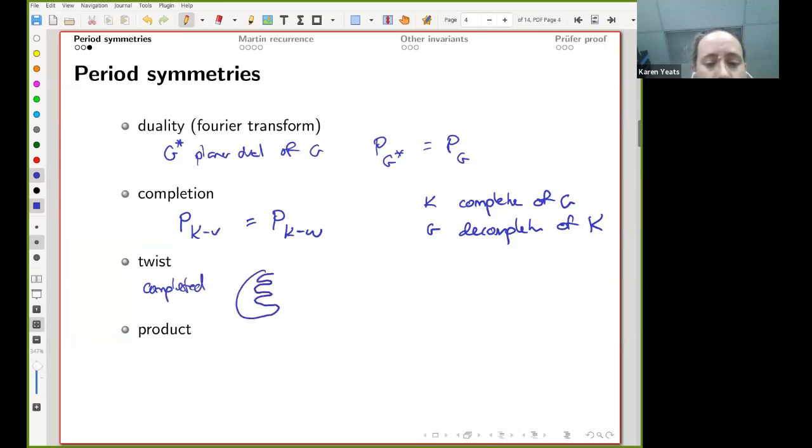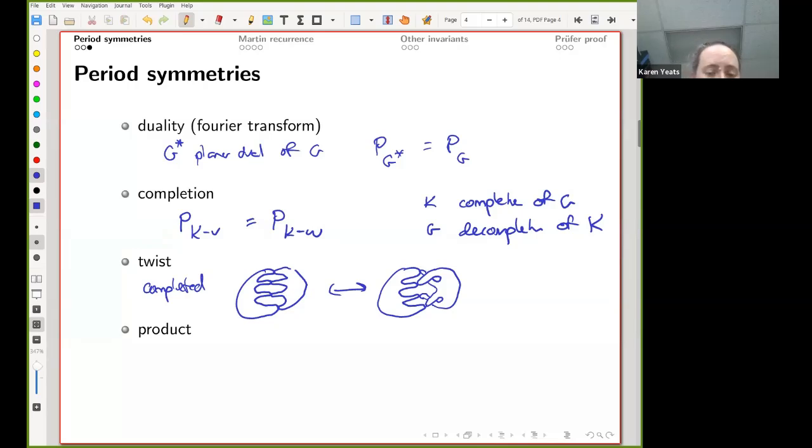Say you have a graph with a 4-vertex separation. Then you can, with a little Klein 4 group action here, where you just pick two and swap them both. And there's the same period. So that's in the completed world. You now have to remove a vertex on both sides and take the period, and it's the same.